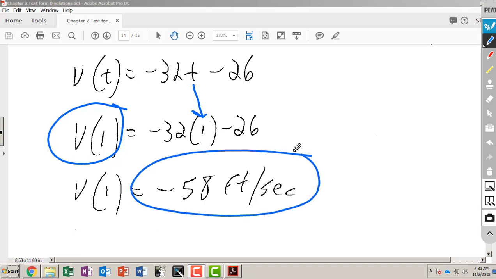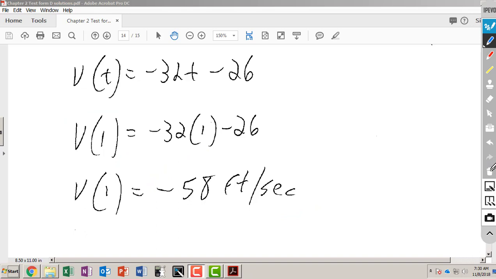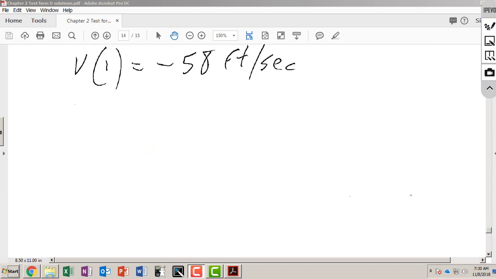Negative 32 minus 26 is negative 58 feet per second. So that is the answer to number 14. The velocity at 1 second is negative 58 feet per second. Okay, looking at this last problem, number 15.